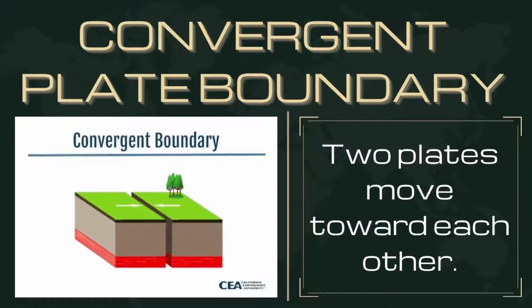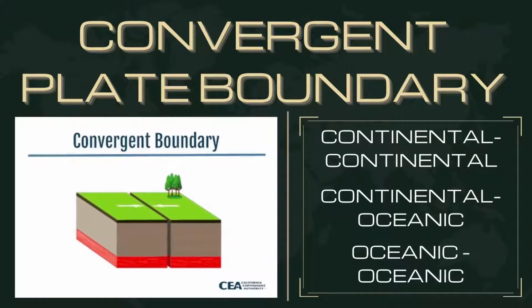Convergent boundary, a boundary in which two plates move towards each other, causing one of the slabs of the lithosphere to subduct underneath an overriding plate. Or simply, convergent plate boundary is the collision of two plates. It can be continental-continental collision, continental-oceanic collision, or oceanic-oceanic collision.